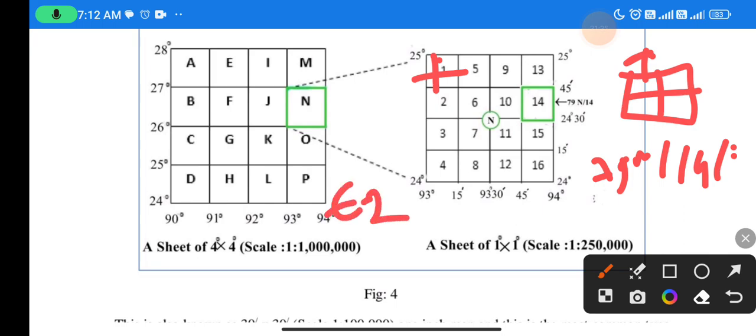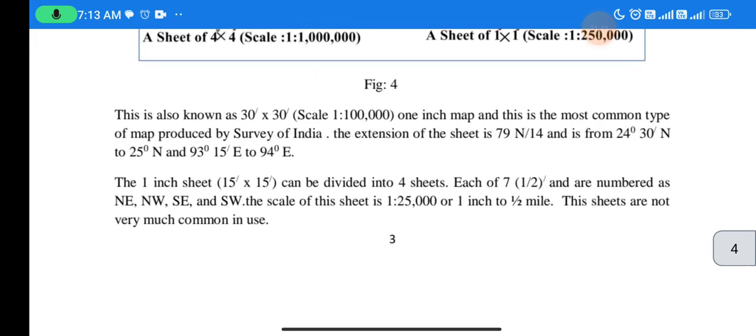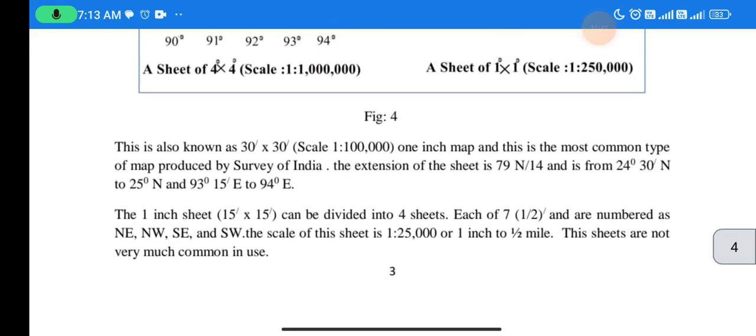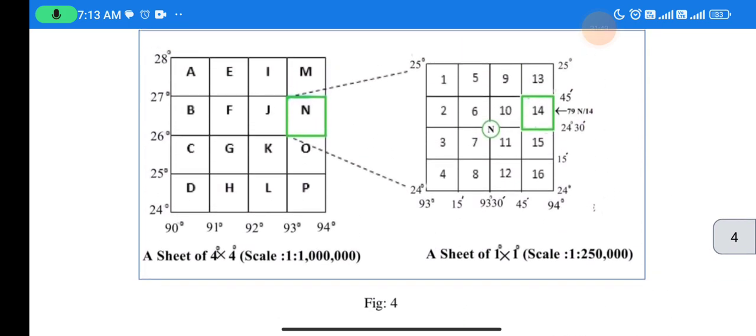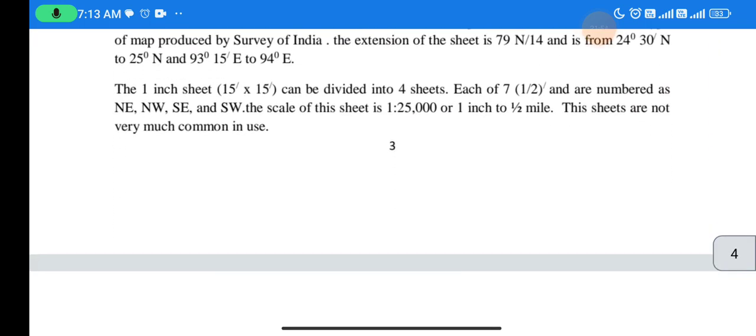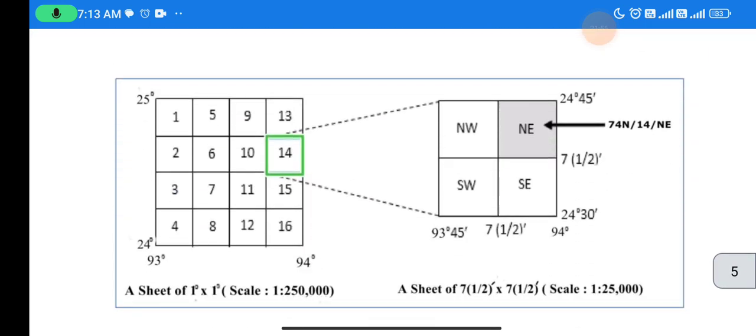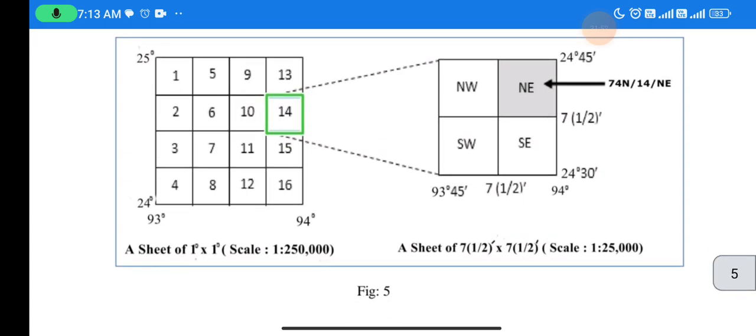62,500, it will not come 25,000. So how is this 1 is to 25,000 coming? These sheets are not very much in common use. Okay, that is okay. Yeah, here it is shown. You can see here it is shown.